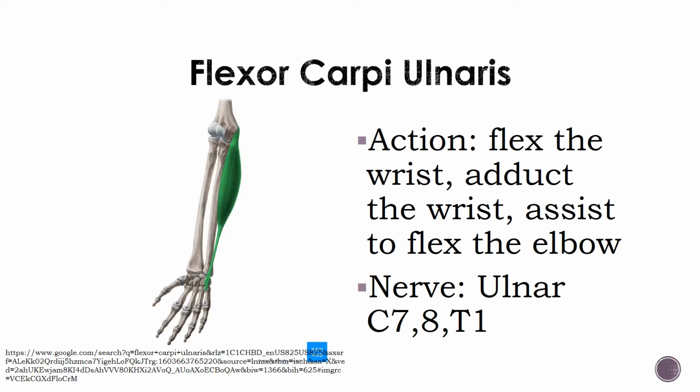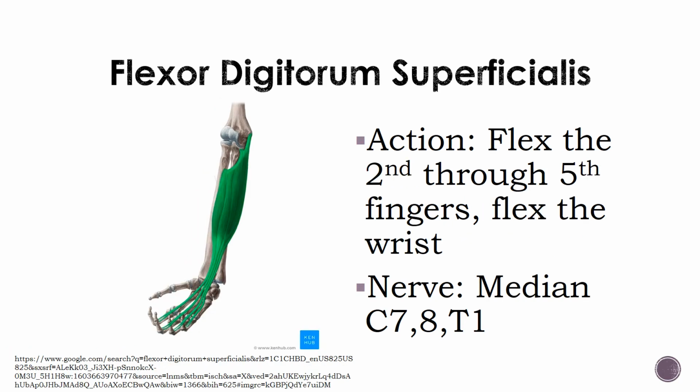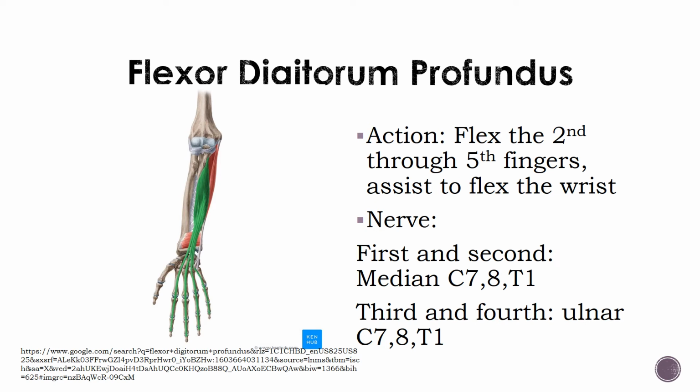Flexor carpi ulnaris flexes the wrist, adducts the wrist, and assists to flex the elbow. The nerve is ulnar C7, 8, and T1. Flexor digitorum superficialis flexes the 2nd through 5th fingers. It also flexes the wrist, median C7, 8, and T1. Flexor digitorum profundus flexes the 2nd through 5th fingers. It also assists to flex the wrist. The nerve for the 1st and 2nd is the median C7, 8, and T1. And for the 3rd and 4th, it is ulnar C7, 8, and T1.